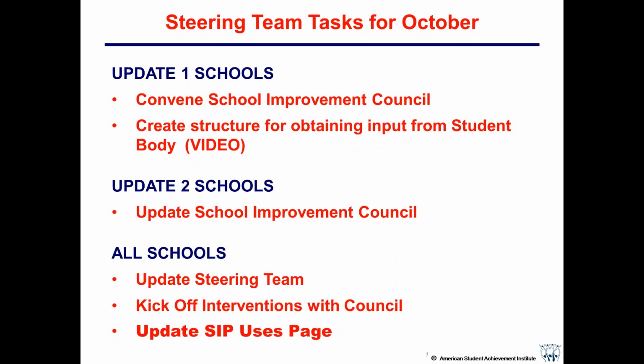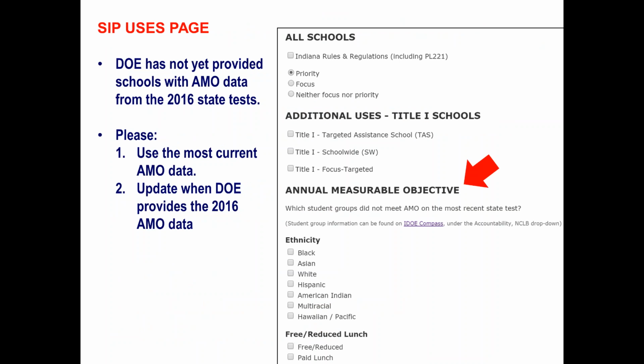So one thing with updating that page that came up last month in our webinar, but we just want to emphasize it again, is that DOE has not yet provided you with your AMO data from their 2016 state tests. So when you get to the update page, when you get to that section that says annual measurable objectives, what we want you to do right now is just use the most current AMO data that you have and put that in there.